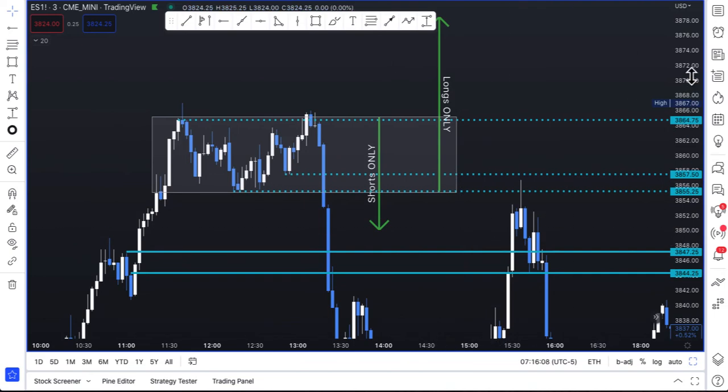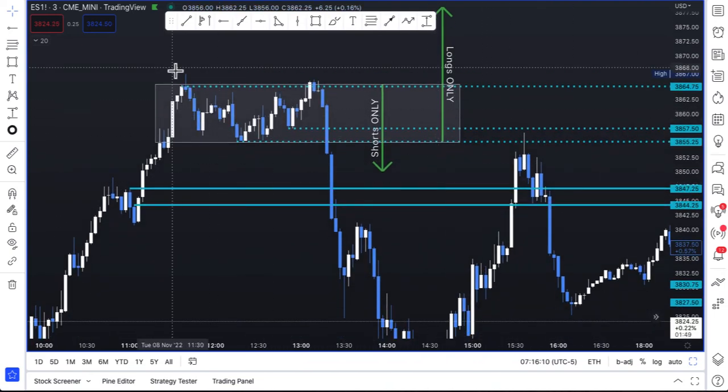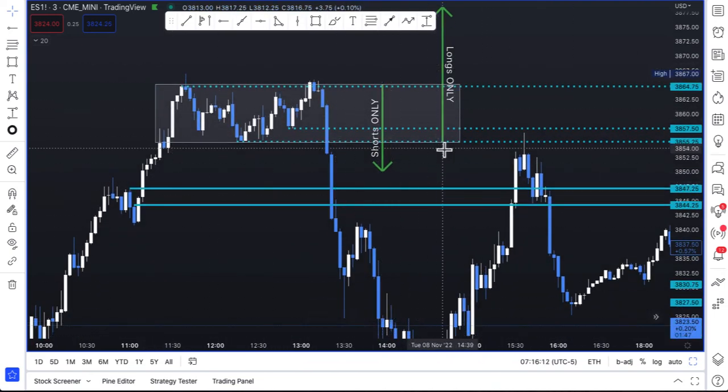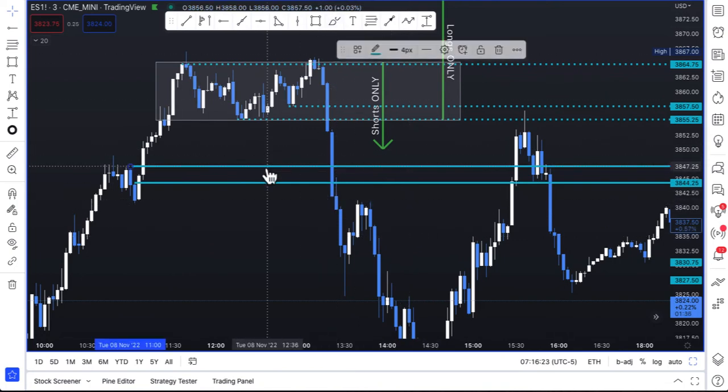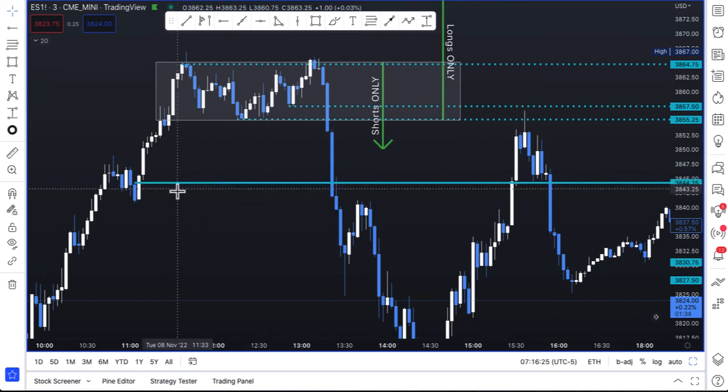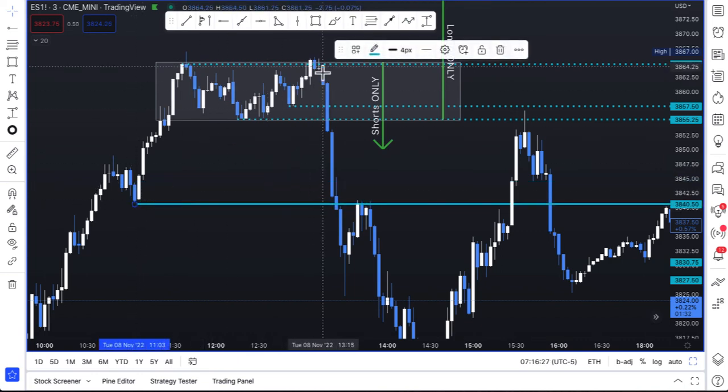So here is a really good rule right here. From the top of chop down, shorts only. From top of chop up, longs only. So when price vomited down like this, the only thing you should have been looking for are shorts, not a bounce trade north. You're only looking for shorts. And you know what? You got it in spades right here.